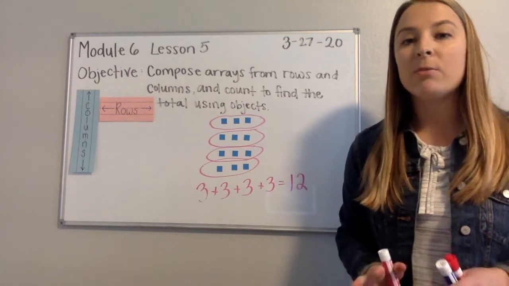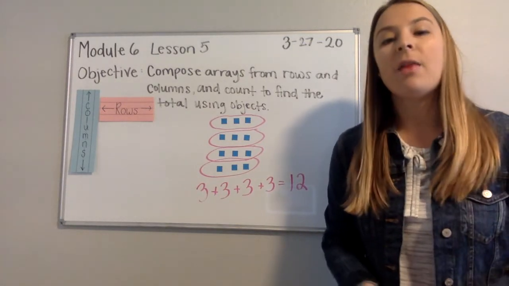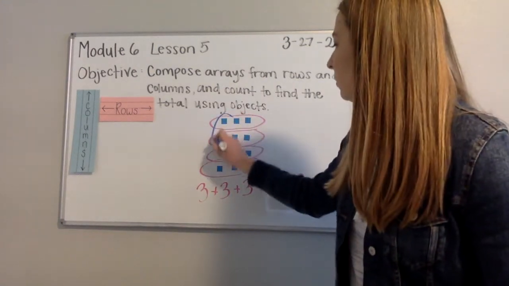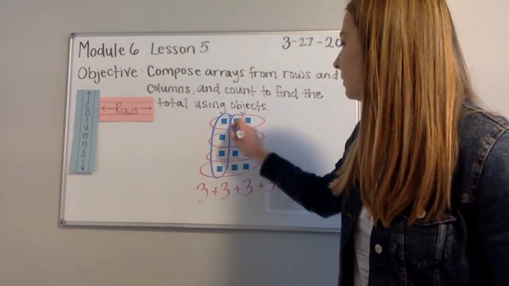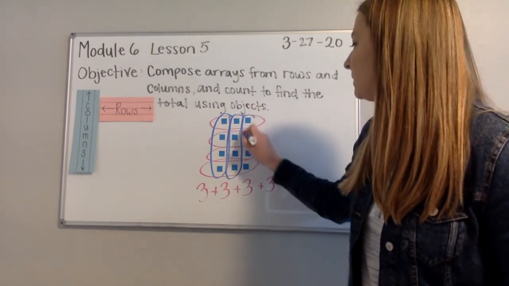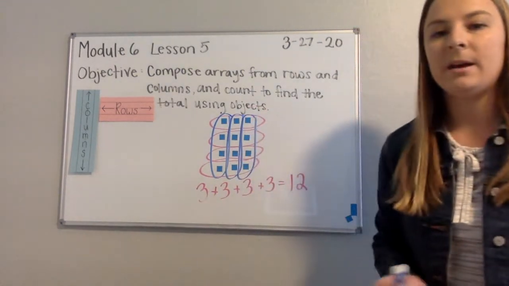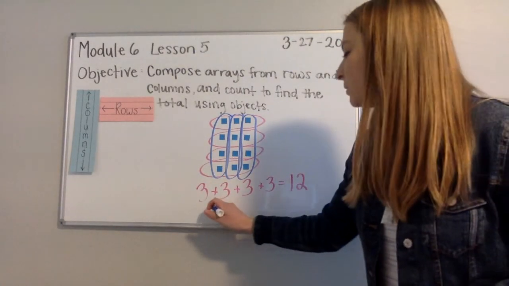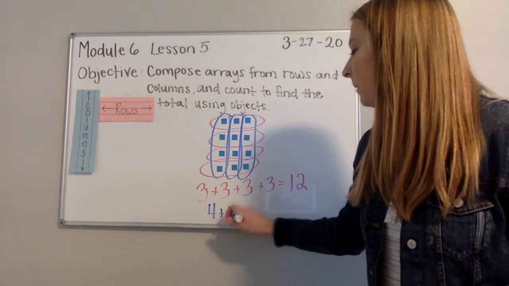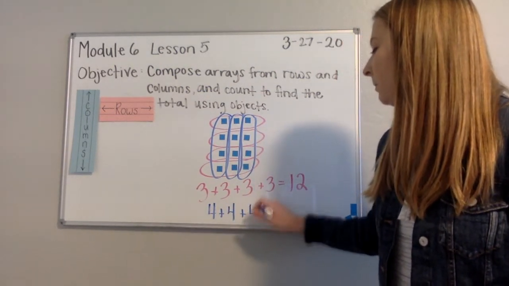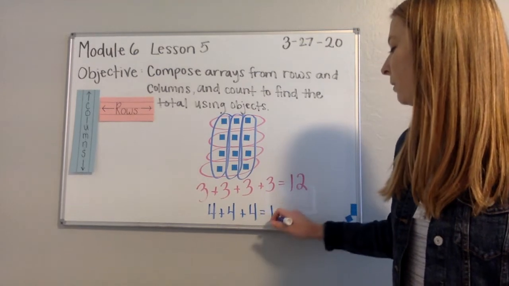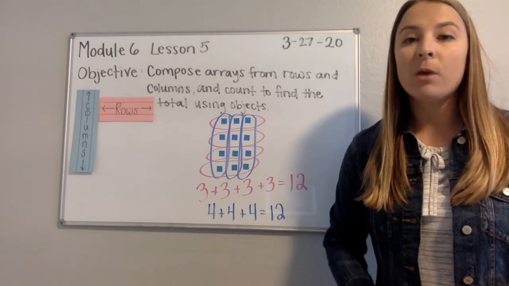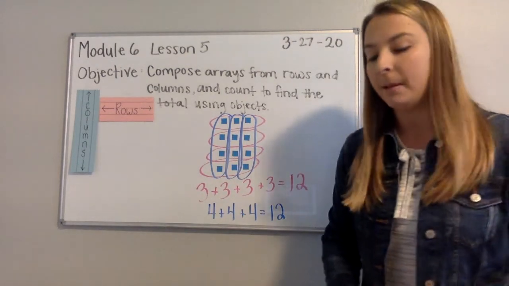Now I'm going to leave my array the way it is, but I'm going to focus on the columns. I'm going to circle them as I count them. 1 column, 2 columns, 3 columns. And if I was going to write a repeated addition sentence for my columns, there's 4 in the first column, plus 4 in the second column, plus 4 in the third column, for a total of 12 counters. At this time, I'm going to clear the board off and get ready for our daily word problem.